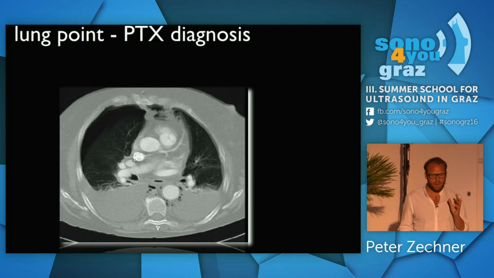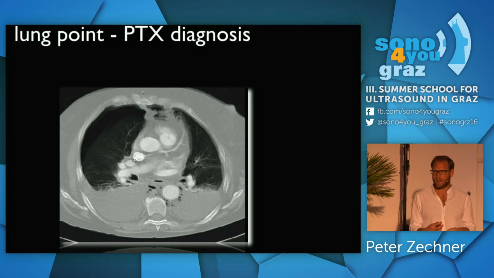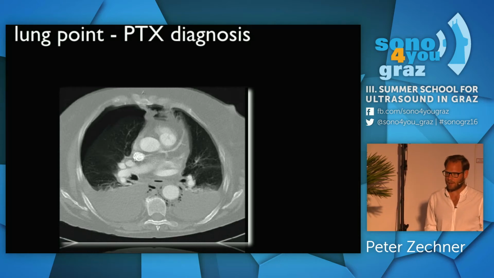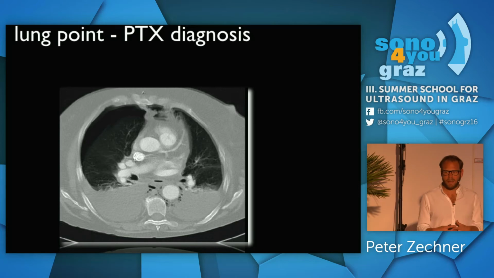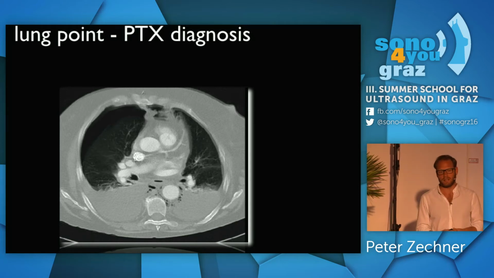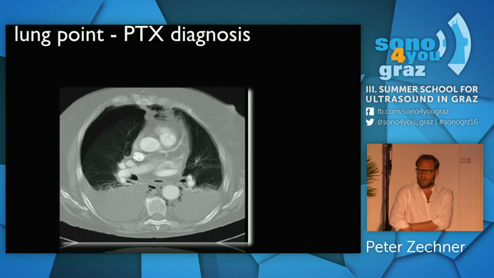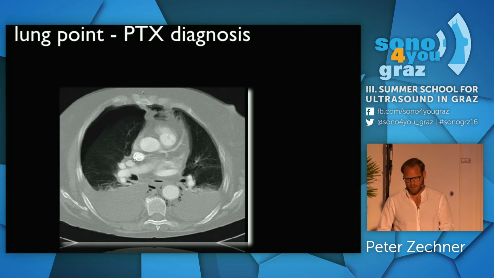So in very, very critically ill patients, we normally do not find the lung point, because if they have a tension pneumothorax, the lung is totally collapsed. But in stable patients, we almost always find it. Normally, you find it on the lateral thoracic wall, somewhere in this area. Okay? If you find it, the diagnosis is made.